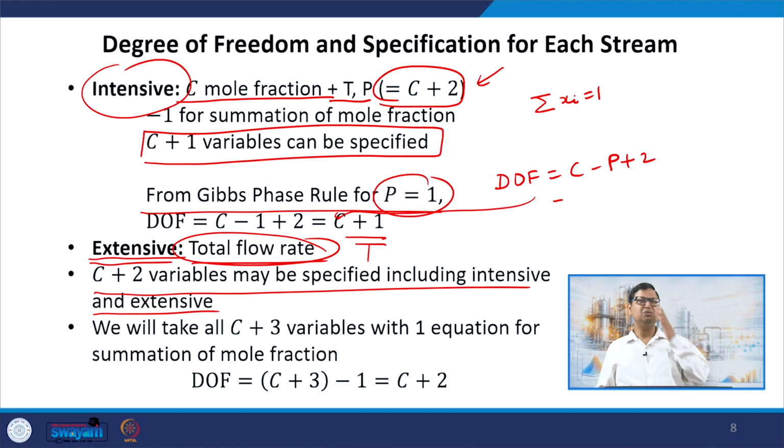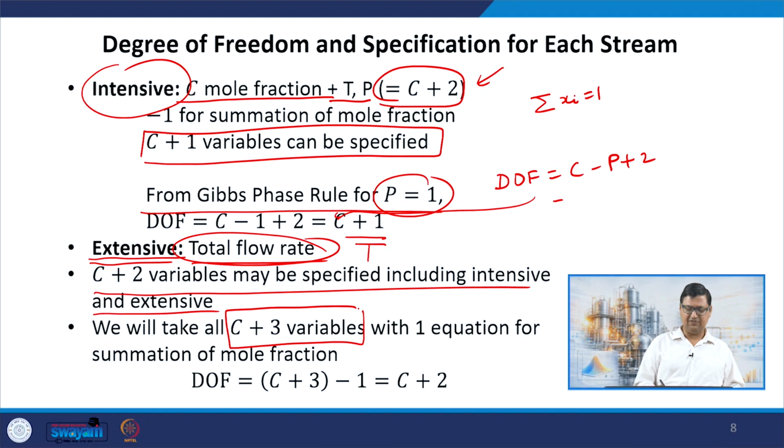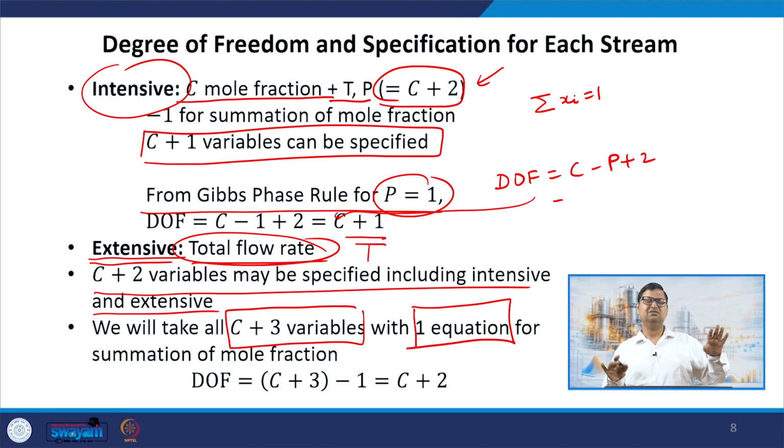What we are going to do is, rather than saying that we have to specify C plus 2 variables, we will count all the C plus 3 variables and say that one summation of mole fraction equation applies. So we will basically list all the C plus 3 variables in our numerical scheme, but then we enforce the condition as this equation. It just becomes neater to write, because in the end we are going to do the number of variables minus the number of equations.